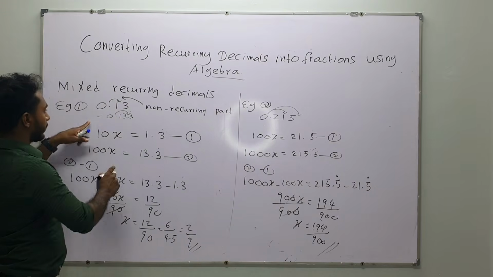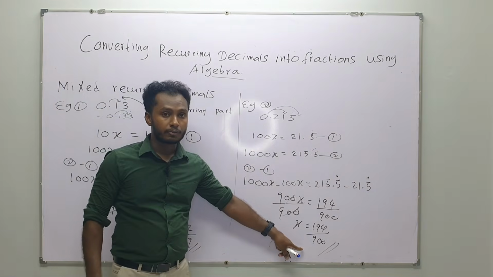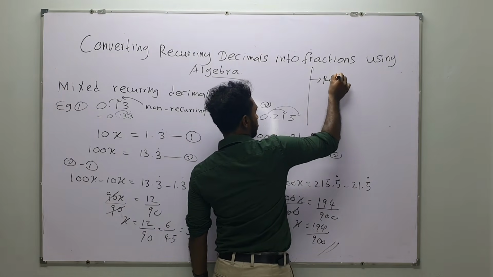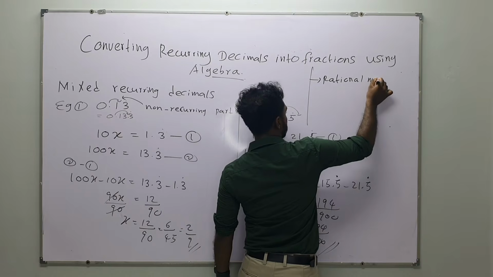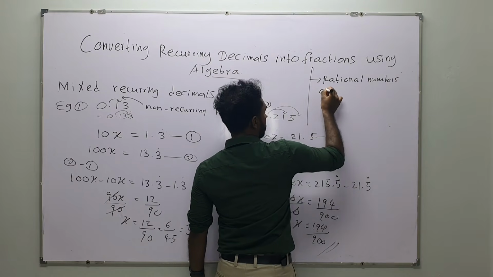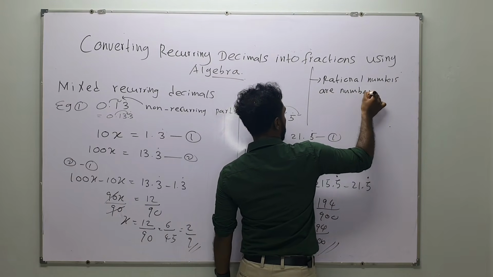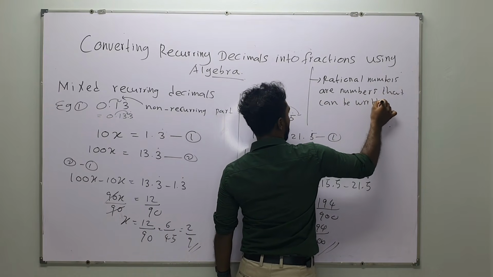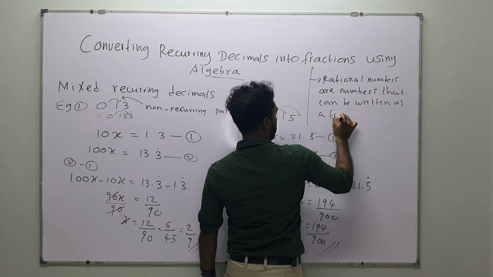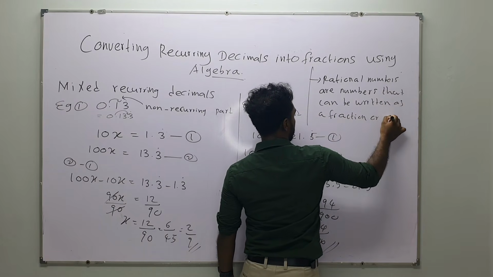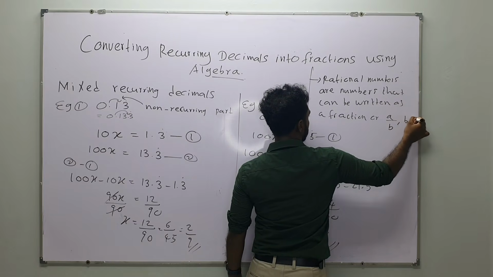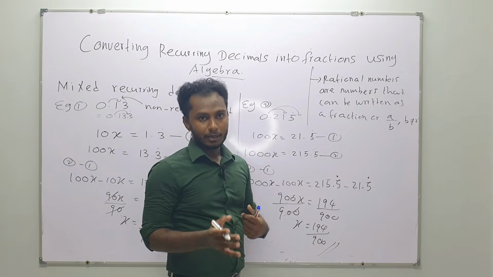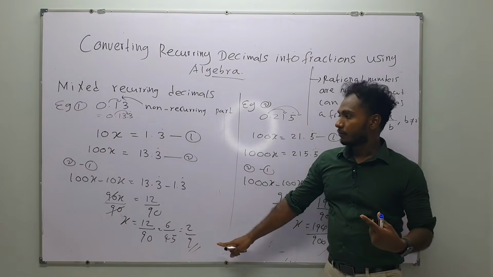That means you can show that these recurring decimals can be converted into fractions like this. That means these are rational numbers. We learned in the first part what rational numbers are. Rational numbers are numbers that can be written as a fraction, a over b form, where b is not equal to 0. So this is from lesson number 1. So we learned that these recurring decimals are rational numbers. This is the reason why they are rational.